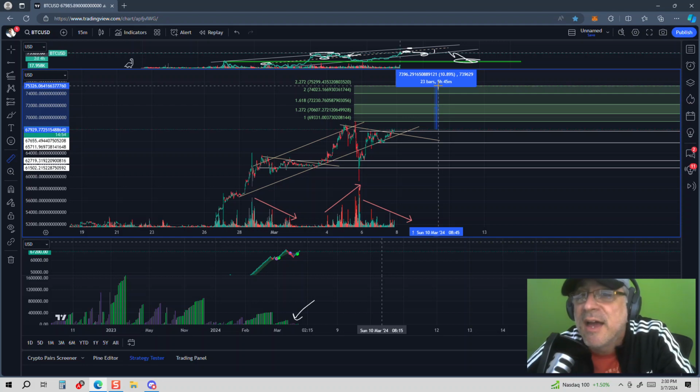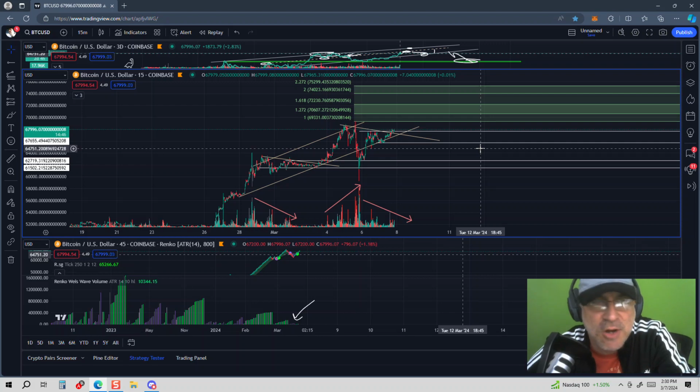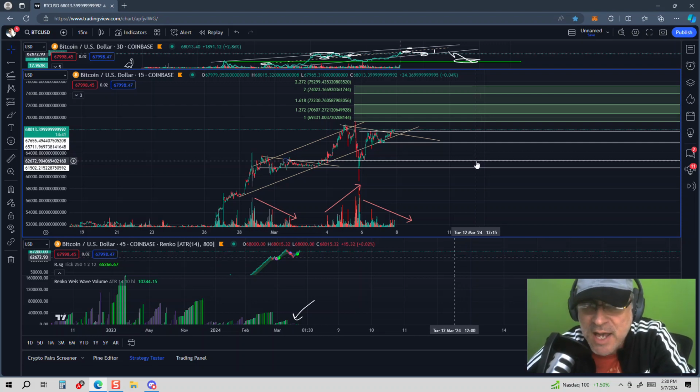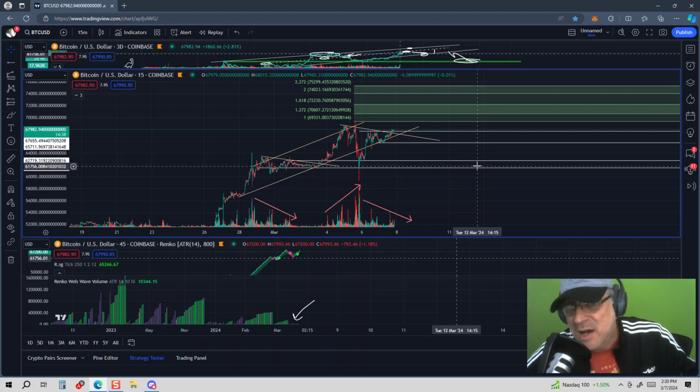75.2. And then if we make it up that high, we might just go all the way to the macro range midpoint, which, like we said, is 80 grand. So another 20%. We could go 15 to 20% Bitcoin has in it before we're really in the danger zone again of an impending markdown.